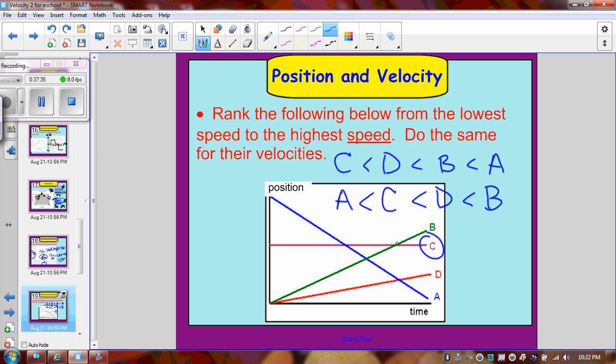in the positive region. This concludes the video on the graphical analysis for velocity and position. The final video will be video 3, which will deal with motion maps.